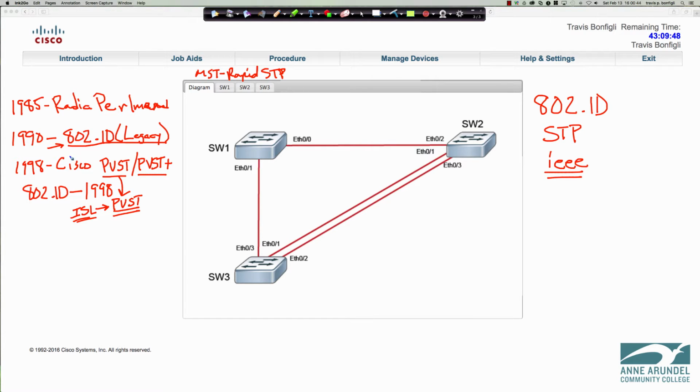Well, Cisco said, hold on, that doesn't make much sense, so we're going to do what we normally do, and that is we're going to take the 802.1D standard, add our secret sauce to it, and call it Per VLAN Spanning Tree. And that's when you're using ISL. If you're using 802.1q, it's referred to as PVST plus.